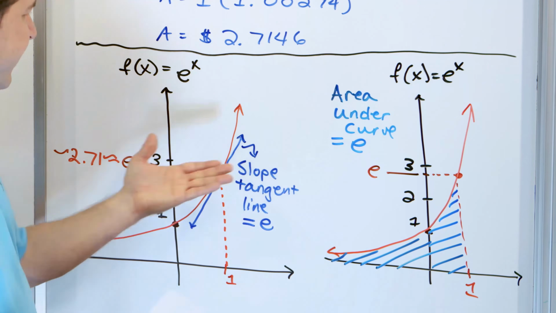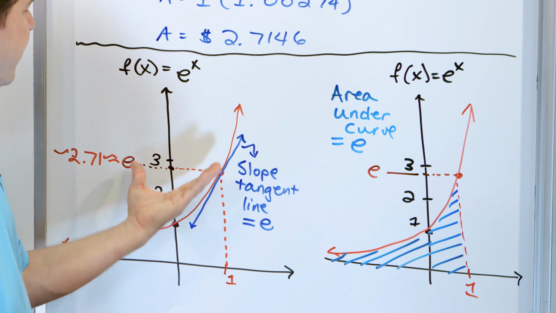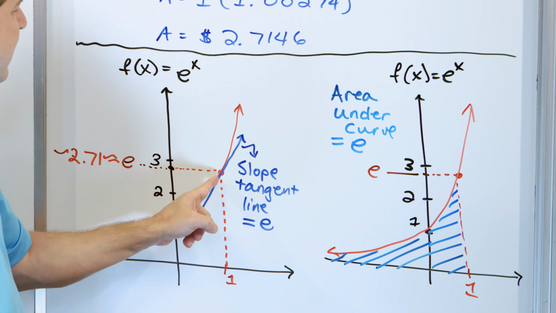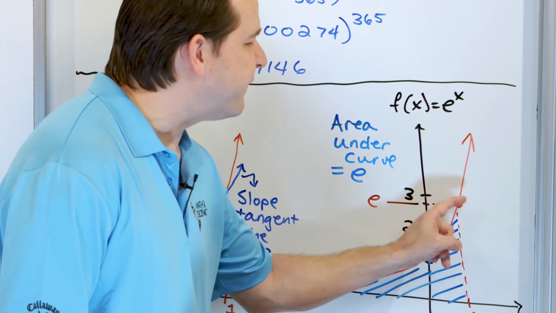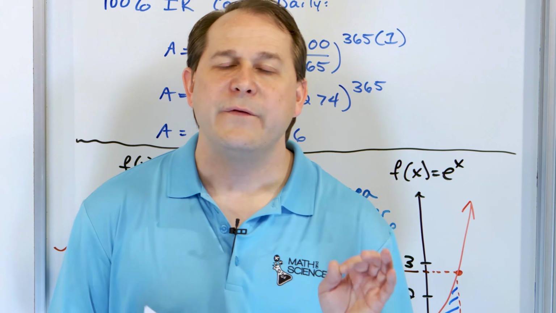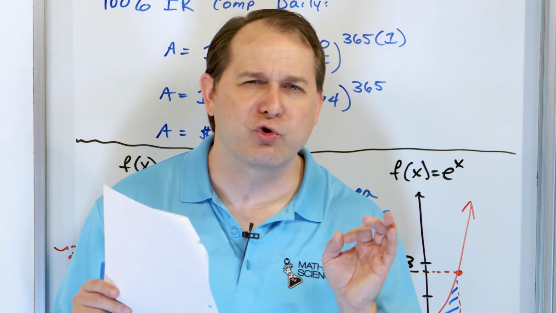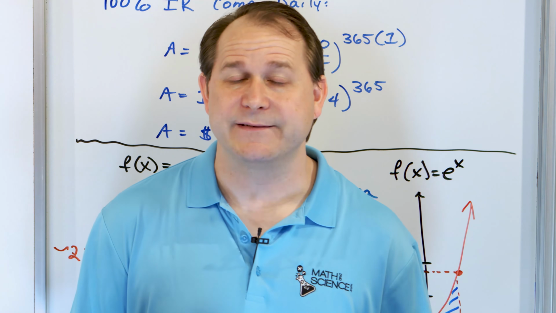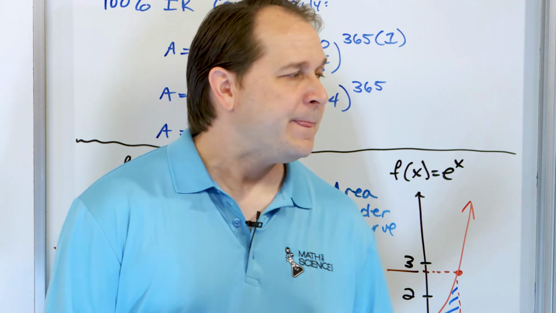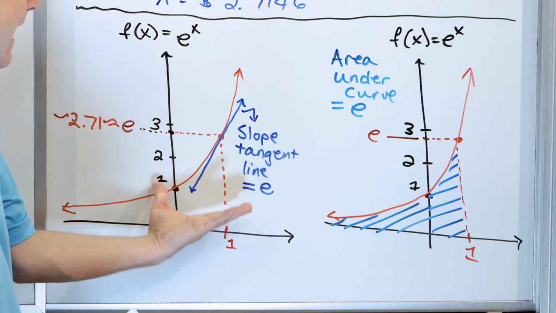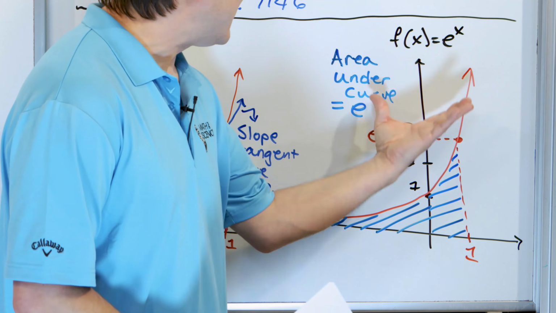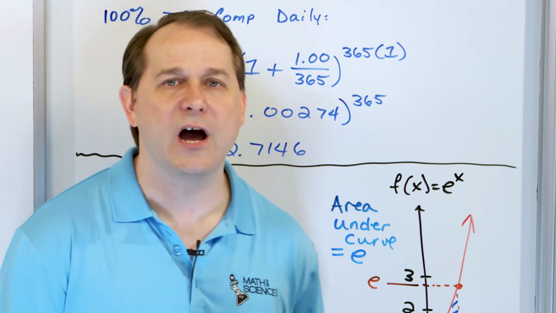So these properties here, the fact that the slope of this curve is equal to the value of the curve itself, and the area under this curve is equal to the value of the curve itself at that point, are crucial properties that we study in calculus. In fact, you study the slope of a line tangent to a curve for about the first half of calculus 1, and then the last half of calculus 1, you study areas under a curve.